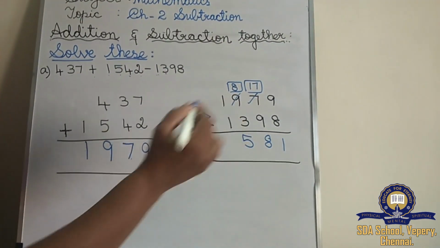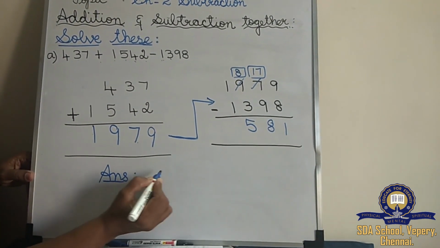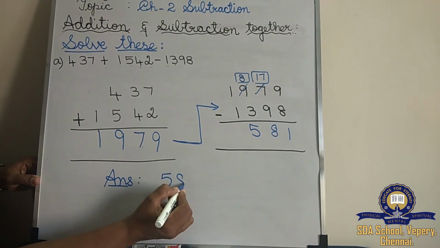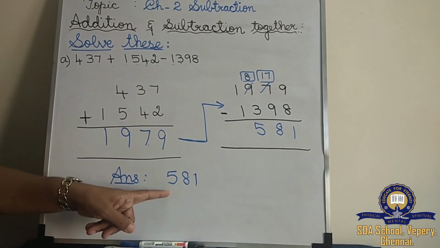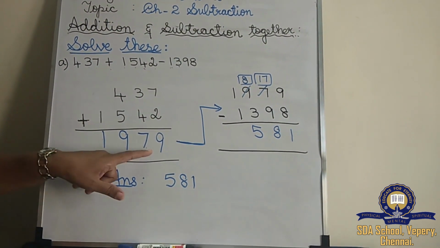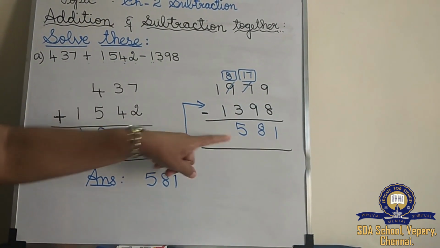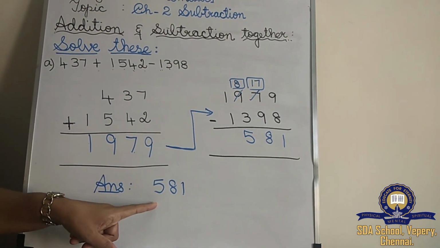So here 1 minus 1, 0. So you can leave it out. So what's the answer, children? 581. First you have to add and then you have to bring it out up here and then you have to subtract. So the answer is 581.